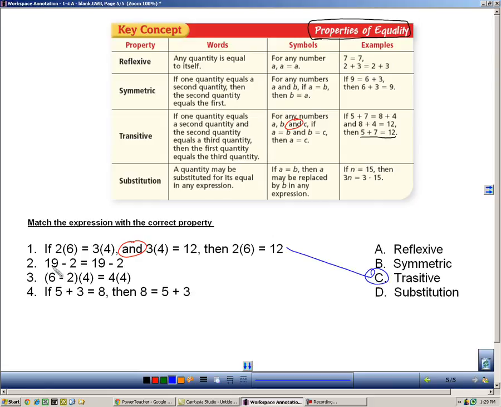We'll look at number 2. 19 minus 2 equals 19 minus 2. It's the same exact expression on both sides. It's like looking in a mirror. That's the reflexive property.